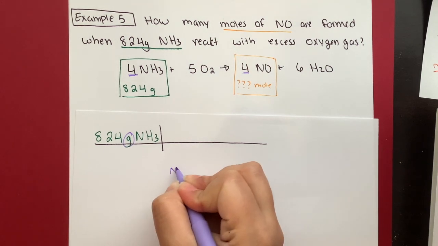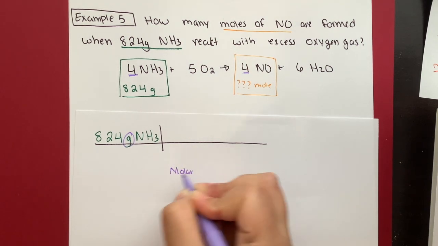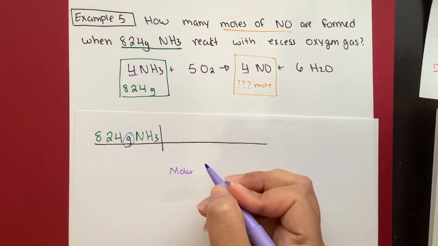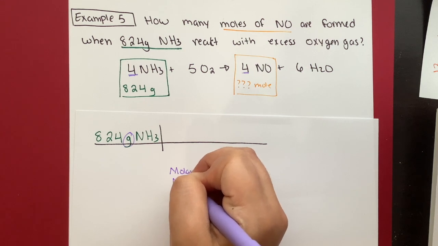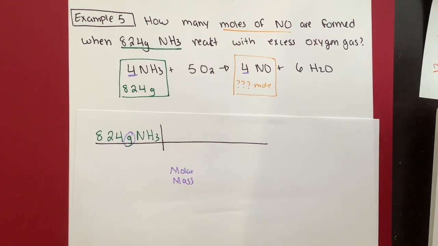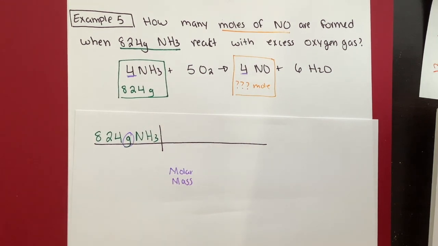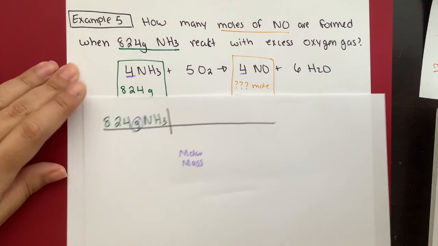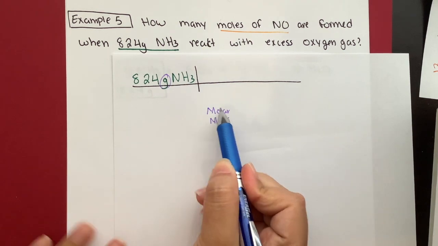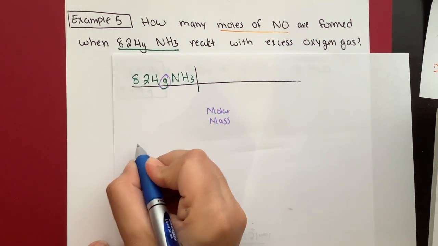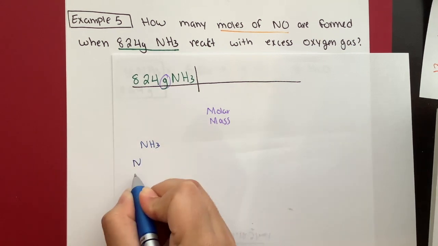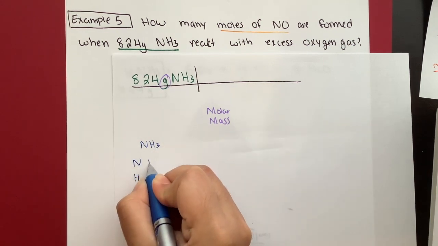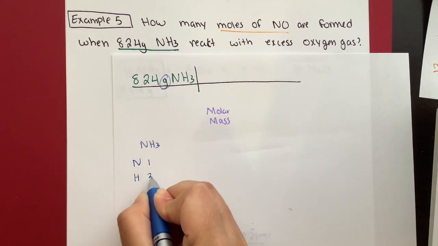Because the molar mass gives you how many grams are in 1 mole. So I'm going to have to use the molar mass of NH3 in order to go from grams to moles. So I'm going to go here. Now I'm going to find the molar mass of NH3. So I have N and I have hydrogen. I have 1 nitrogen and 3 hydrogen.